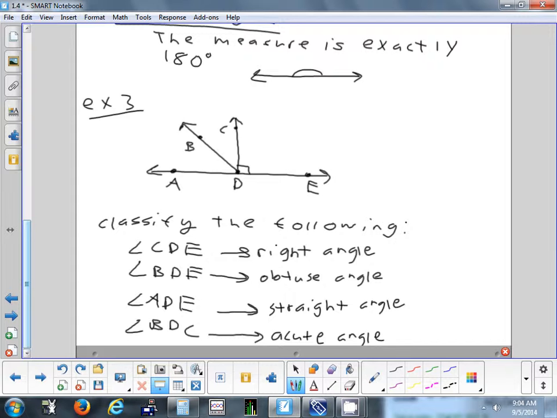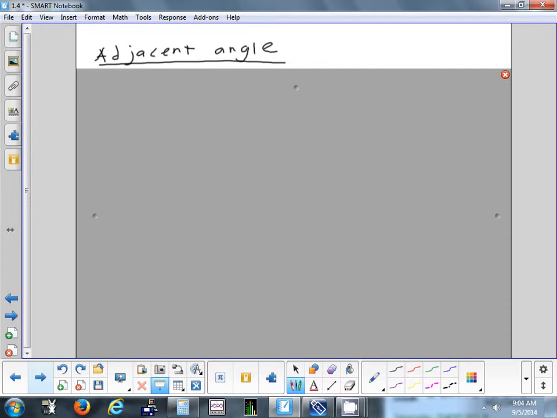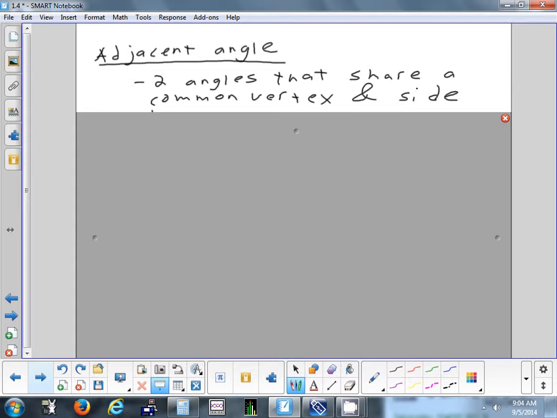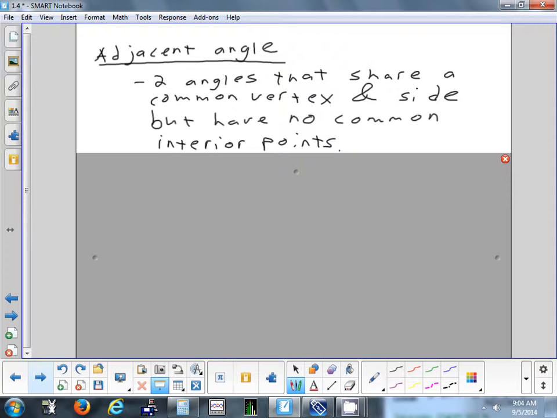Any questions on that? Okay, so there's a lot of terms that we learn with angles. There's some terms I don't even think we're going to get to today, like complementary and supplementary. We'll get to those eventually. Okay, but the next one is adjacent. Two angles are adjacent if they meet all those criteria. They share a common vertex. They share a common side. But they have no common interior points.